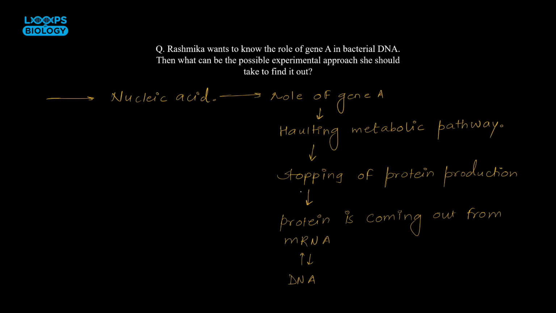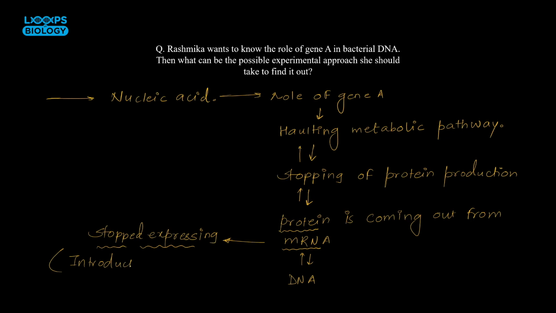Alright. So this process is basically working in this particular direction. That means DNA to mRNA, mRNA to protein in this particular case. Got it, guys? So whenever I'm talking about protein formation, that means I have to stop the mRNA gene from expressing. So this mRNA should be stopped expressing.